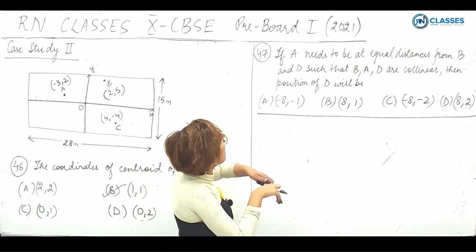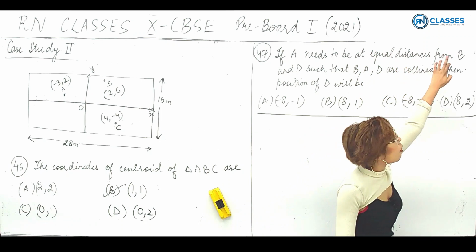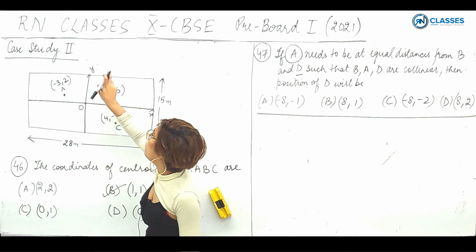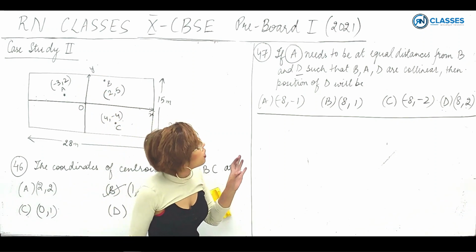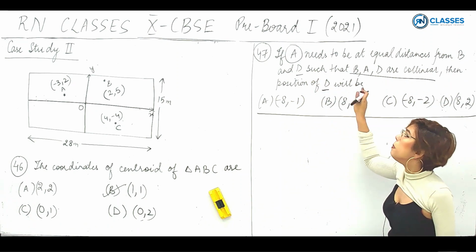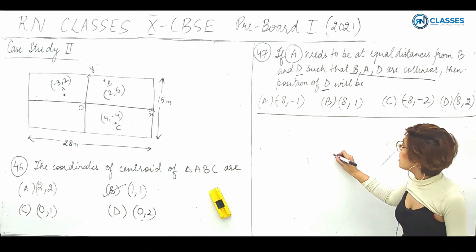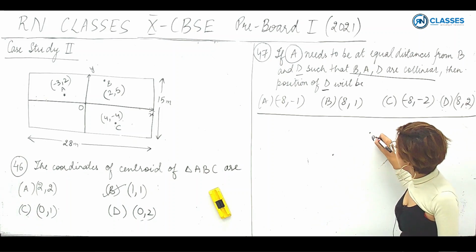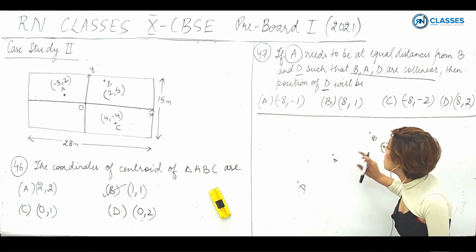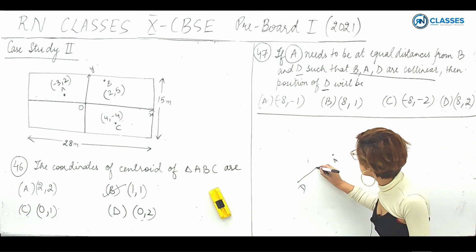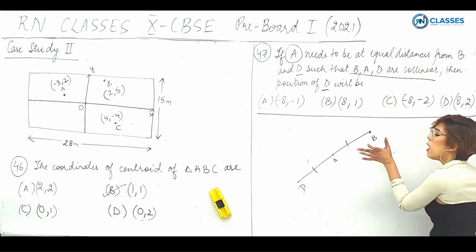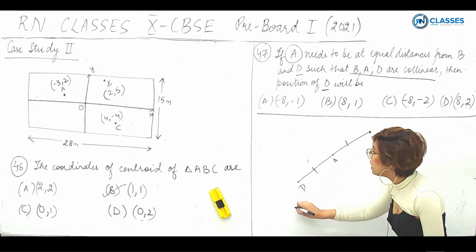Now, he says A needs to be at equal distances from B and D. It says that B, A, D are collinear, then the position of D will be. Right? Now, he says the distance of A from B and the distance of A from D have to be equal. Also, these 3 points are collinear. I know that this distance has to be equal to this distance. BA is equal to AD. And using this, I need to find the position of D.